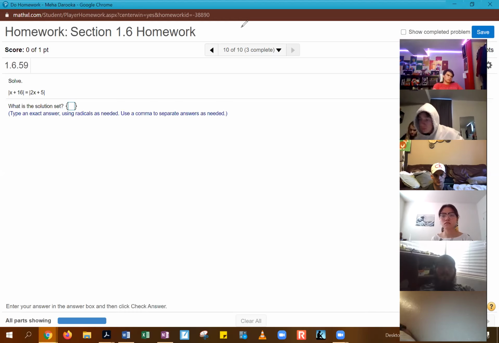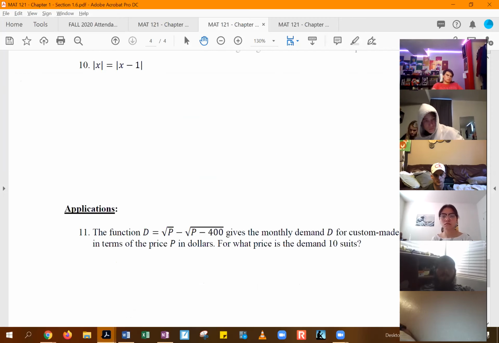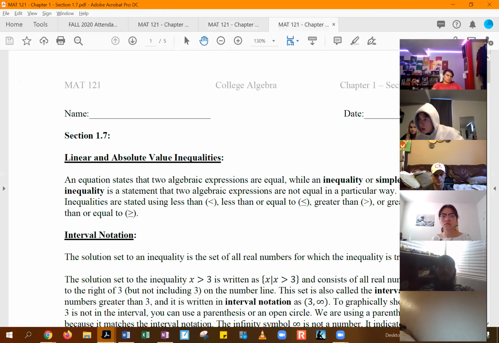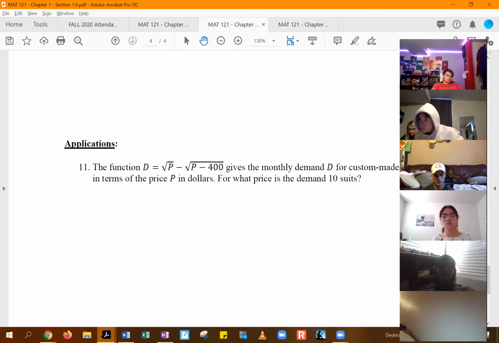Now, obviously, we don't have enough time to start section 1.7, and you actually do have an application here you can look through, because 1.7 is now getting into linear and absolute value inequality. So I would like to actually take a class period and talk about that.